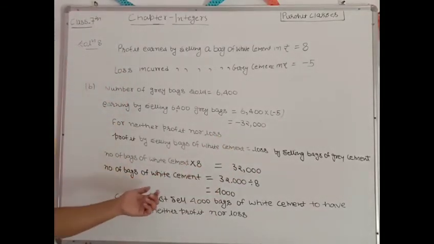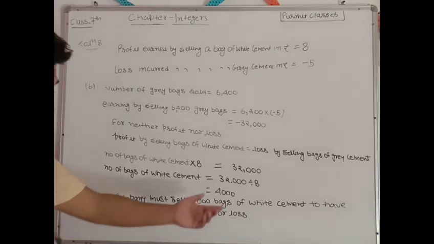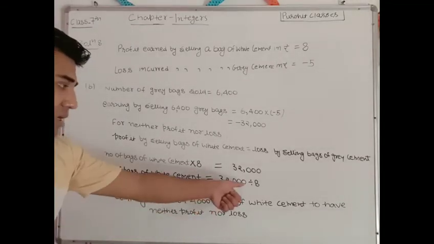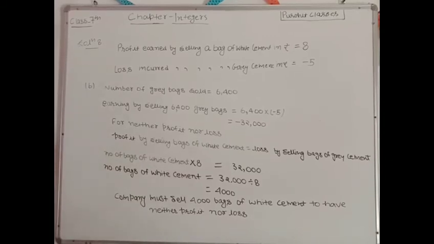After that we will do normal calculation. Here it is 8 under the operation of multiplication. If we transpose it to the right hand side, it will be under the operation of division. So if we divide, we will get 4000. So here is our final answer: the company must sell 4000 bags of white cement to have neither profit nor loss. Understood? Okay, pause the video and note it down.